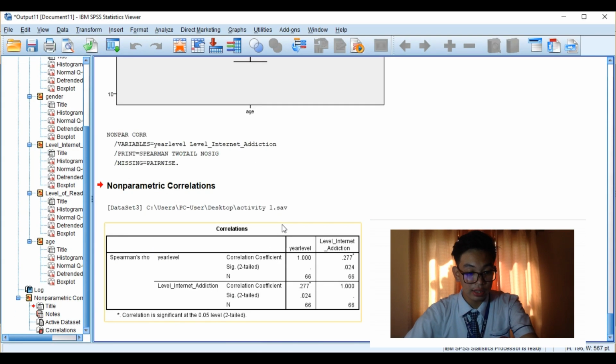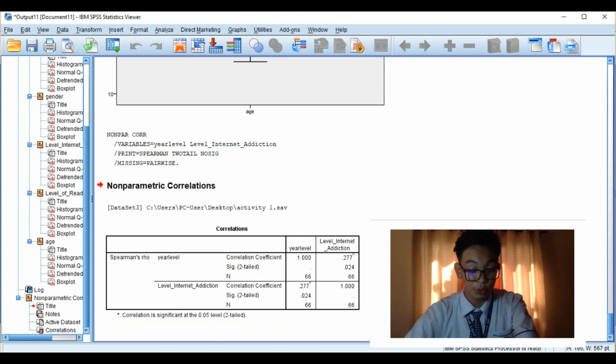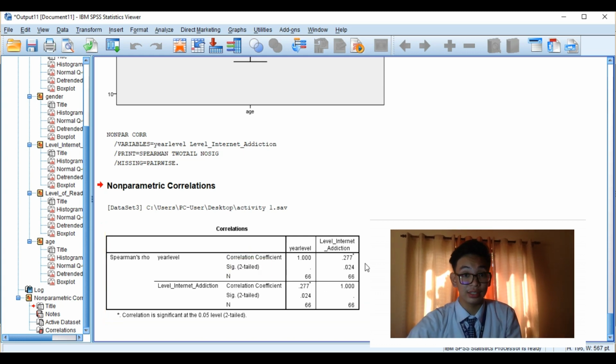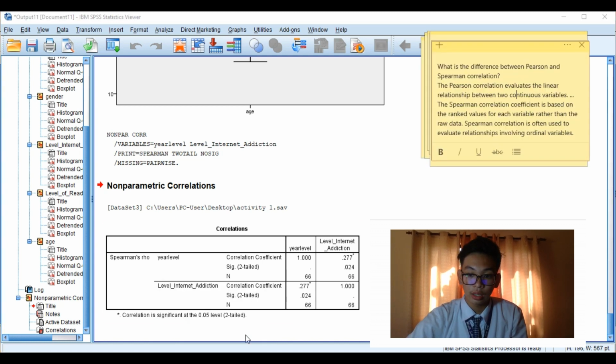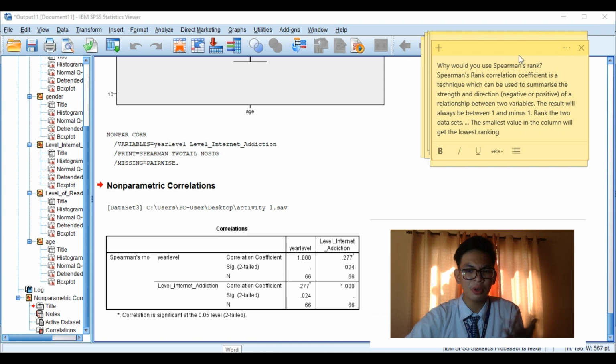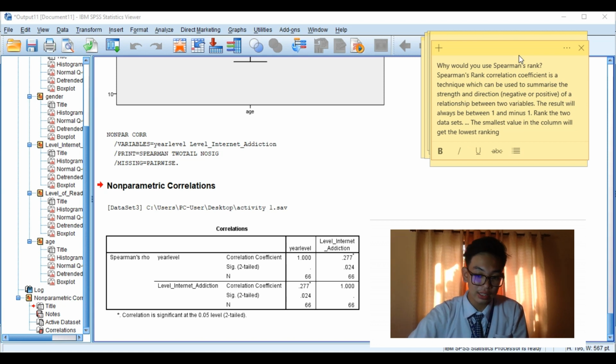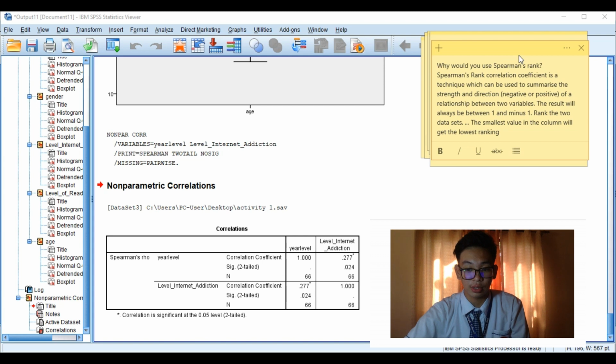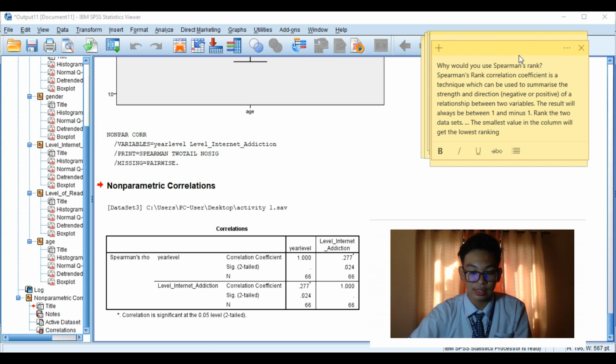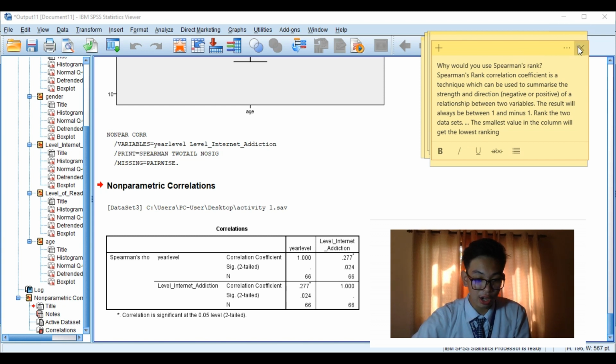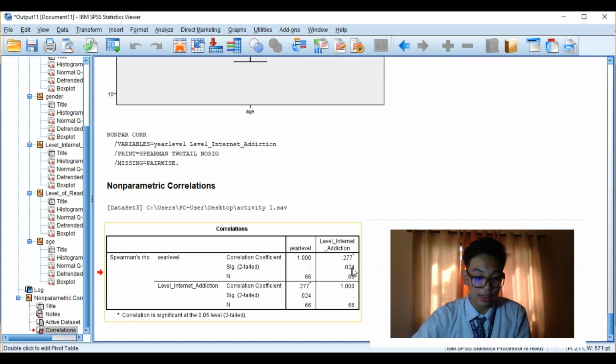As you can see here, the Spearman rank indicates 0.024. So how can we say if that is significant or not? First of all, why would you use Spearman rank? Spearman rank correlation coefficient is a technique which can be used to summarize the strength and direction, negative or positive, of a relationship between two variables. The result will always be between 1 and -1. Rank the two datasets. The smallest value in the column will get the lowest ranking. We can label the sig here as the p-value, and the correlation coefficient here is the r value.